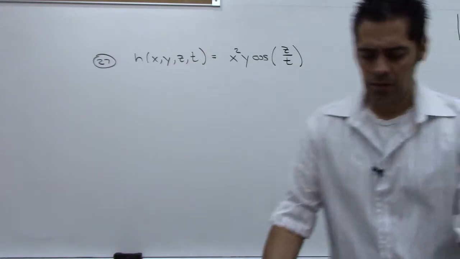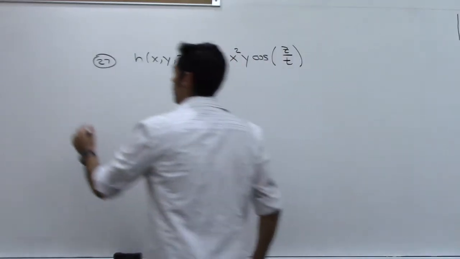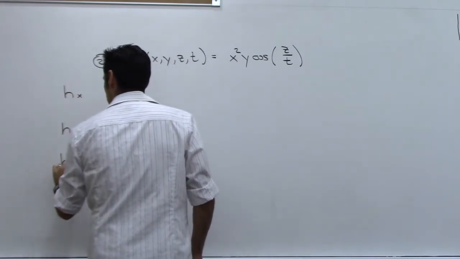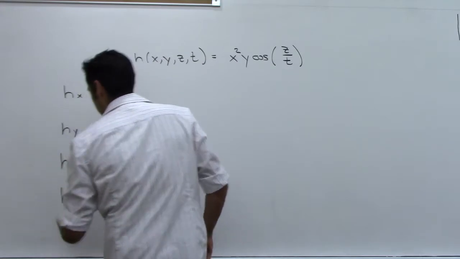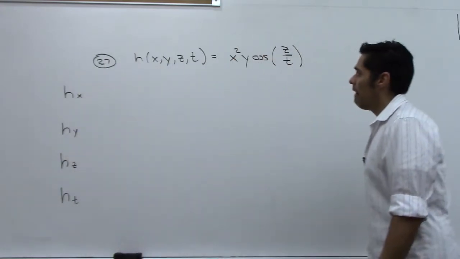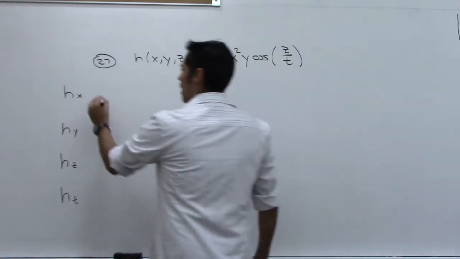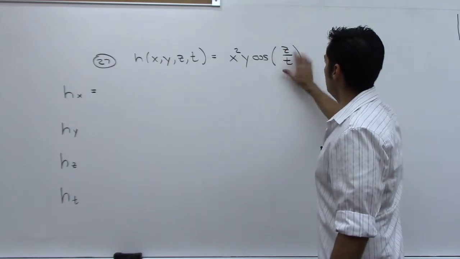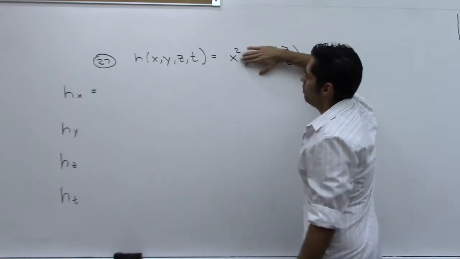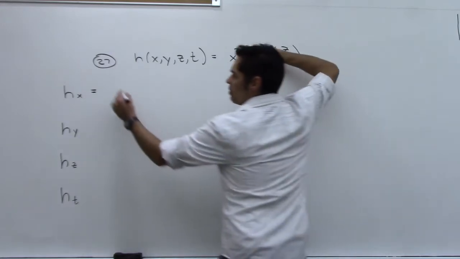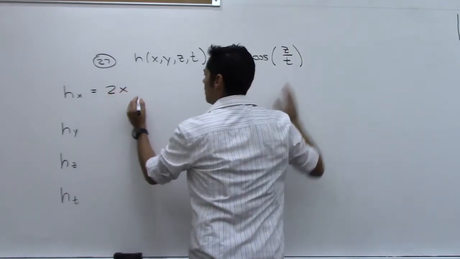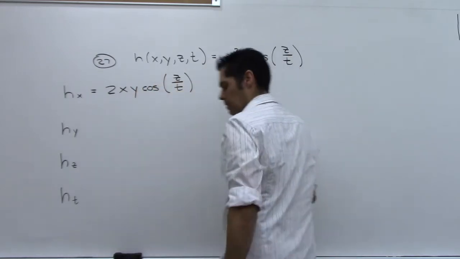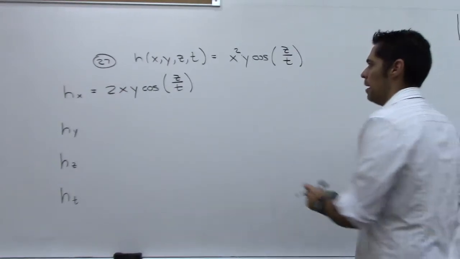Okay. So what are the first partials that are possible? We have partial of h with respect to x, partial of h with respect to y, partial of h with respect to z, partial of h with respect to t. So there are 4 different first partials. If I do the partial of h with respect to x, I treat everything like a constant except x. So y times cosine of z over t, this is all one big constant. So I'm saying, what's the derivative of x squared? Well, 2x. So I'm going to put 2x and then times this constant, y cosine z over t. Done. That one wasn't too bad.